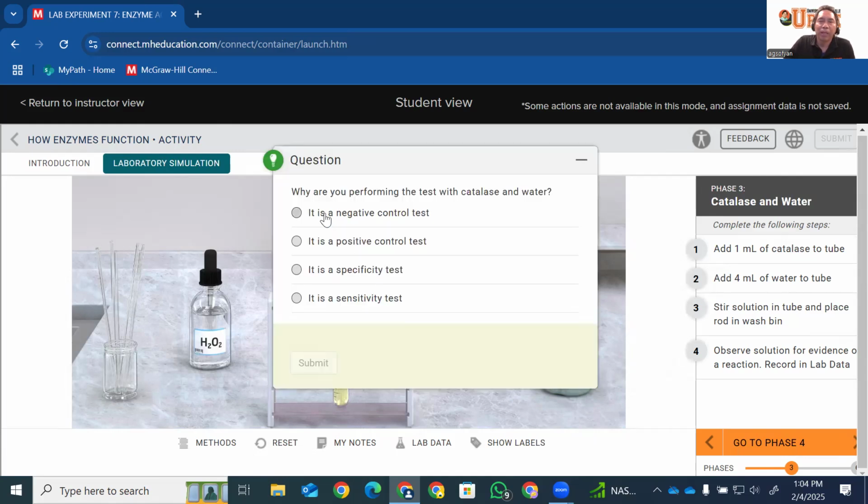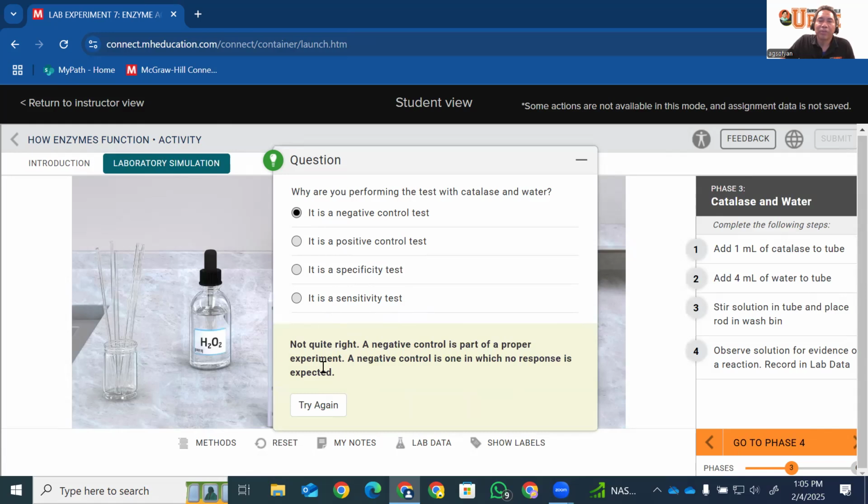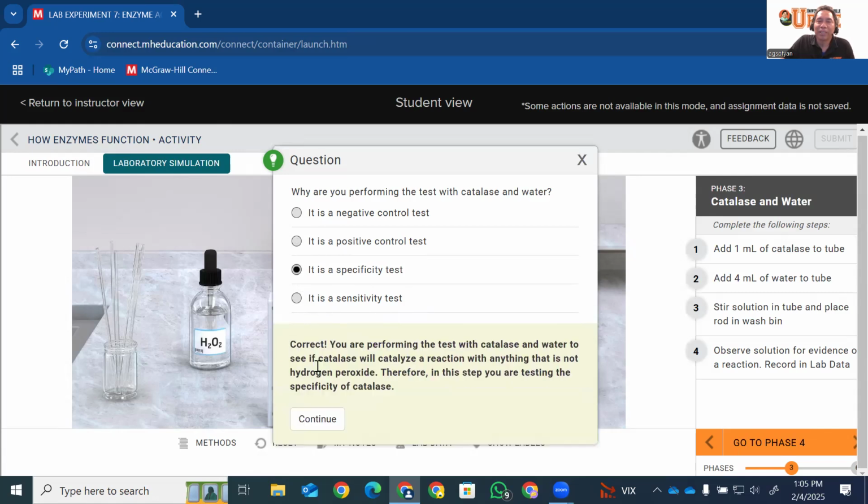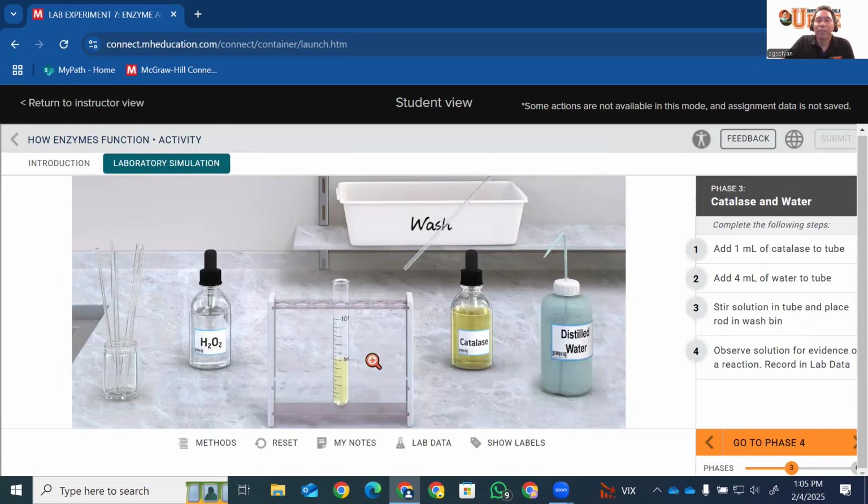Now, why are you performing the test with catalyst and water? Catalyst in water, what is this? Is it a negative control, a positive control, a specificity test, or a sensitivity test? Let's say negative control. It's not quite right. Try again. Positive control. Not quite right. This is the specificity test. Yes. Click continue, and put the rod in the trash.